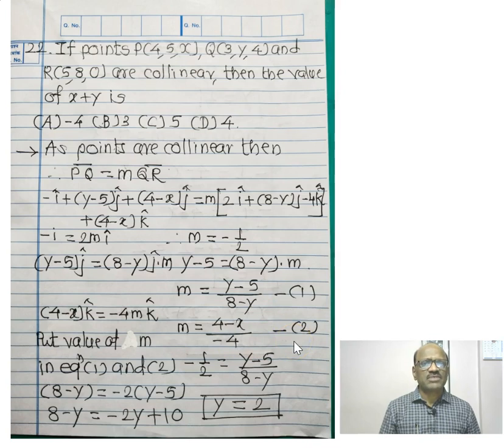This is equation number 1, and this is equation number 2. Therefore, put the value of m here. The value of m is minus 1 upon 2. Therefore, minus 1 upon 2 is equal to y minus 5 upon 8 minus y. Again, minus 1 upon 2 is equal to 4 minus x upon minus 4. After the simplification, you are getting y is equal to 2.